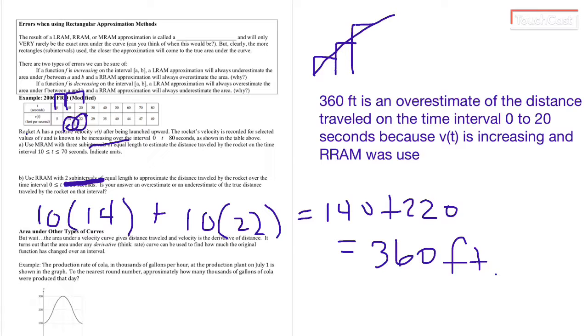So it's not your job to say that you drew a little sketch and you know that every rectangle is too big. You know because the function you were trying to find the area under, V, is increasing and you used RRAM, and RRAM always overestimates for the area under an increasing function.